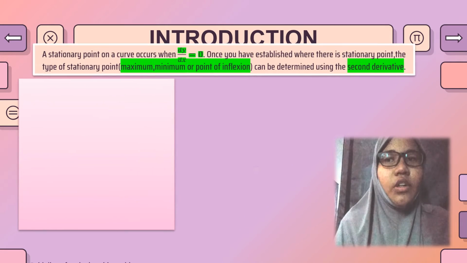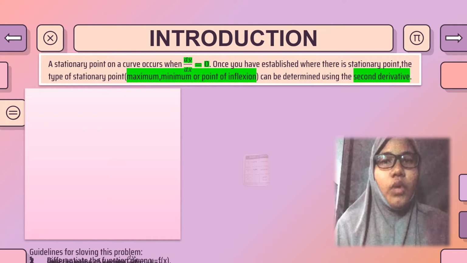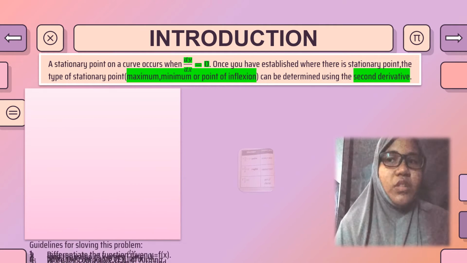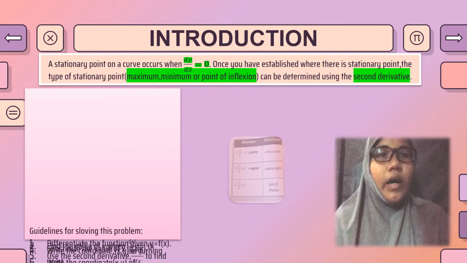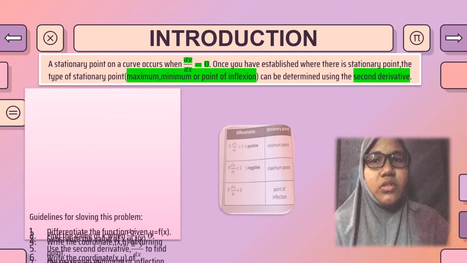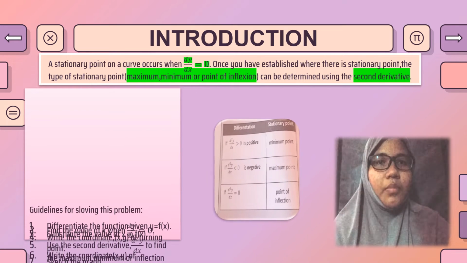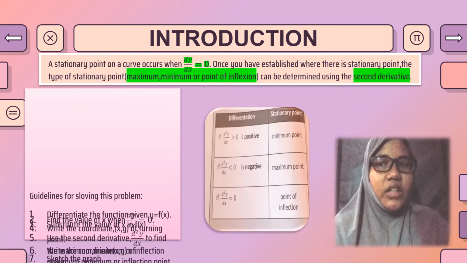A stationary point on a curve occurs when dy over dx equals 0. Once you have established where there is a stationary point, the type of stationary point, which is maximum, minimum, or point of inflection, can be determined using the second derivative.